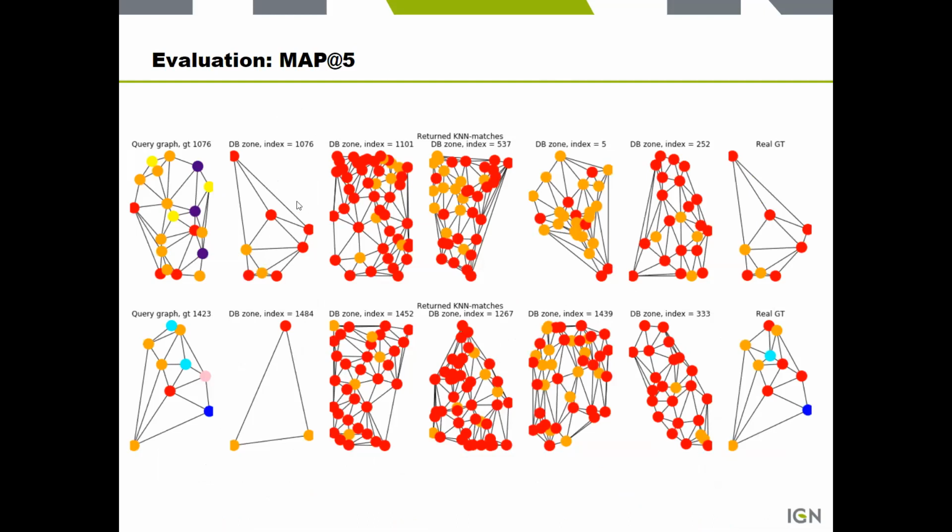About the evaluation, we use mean average precision. That is to say, for a query graph for a given year, we retrieve all the results in the database, and then we find whether the real ground truth for this zone was there or not, and at which place it was returned.